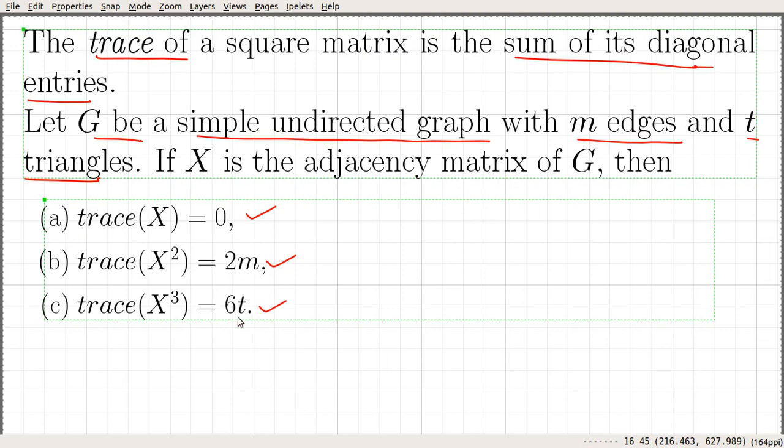So we can use this kind of result to count the number of triangles in a graph. In a simple undirected graph, take the adjacency matrix, take the cube, find the trace, then divide by 6, and you get the number of triangles. Similarly, find x squared, find the trace, and if you divide by 2, you get the number of edges.